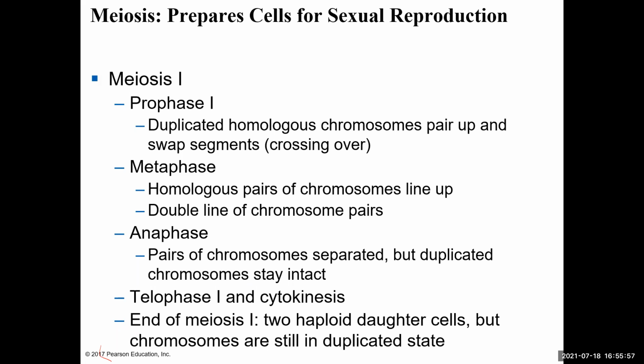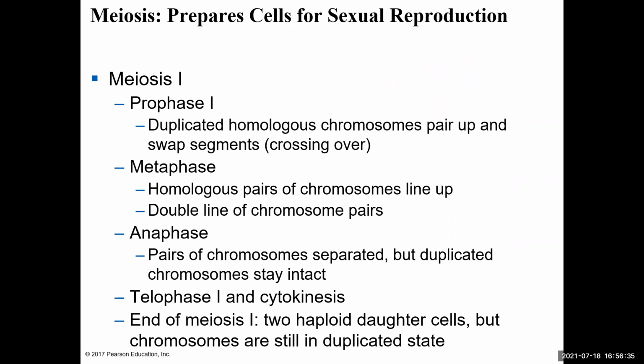However, one difference in meiosis 1 and mitosis is that the homologous chromosomes pair up. If you remember with mitosis, the homologous chromosomes did not pair up. So let's say you have the paternal copy and the maternal copy. They would line up along the metaphase plate like this in mitosis. That's not how it happens in meiosis.